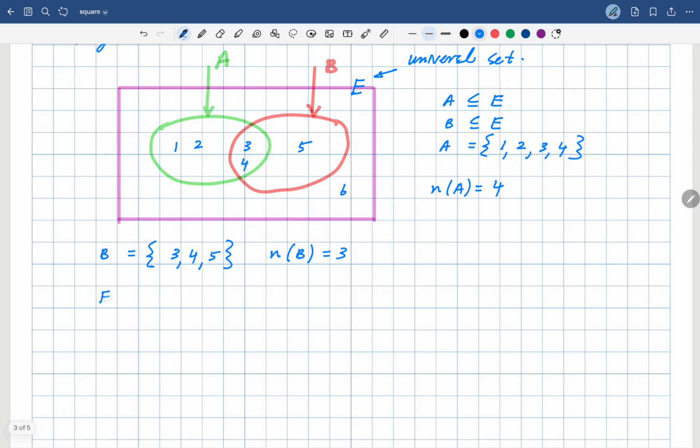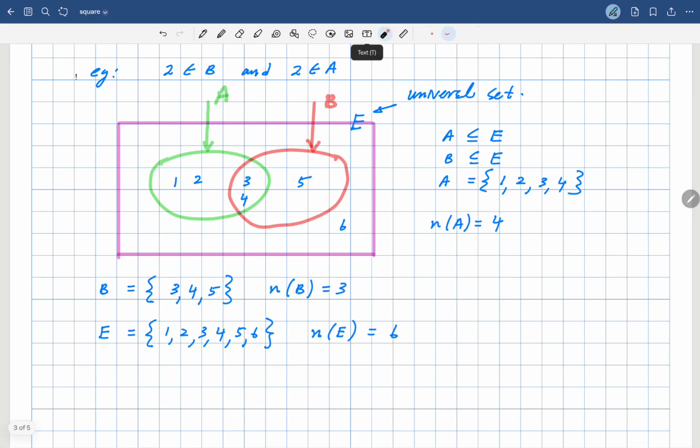And what about the universal set? There you get 1, 2, 3, 4, 5, 6, everything inside. And then n of E is going to be 6. Okay.